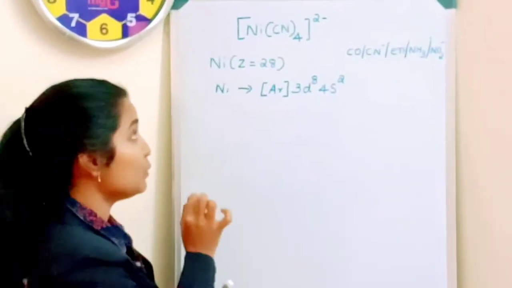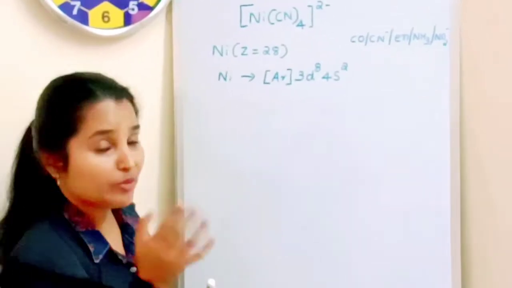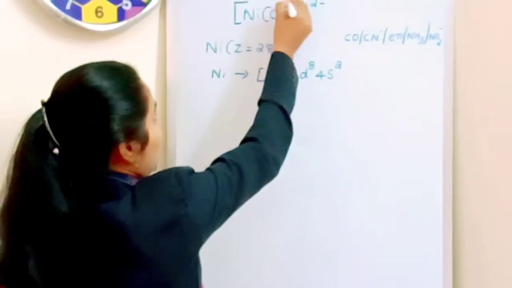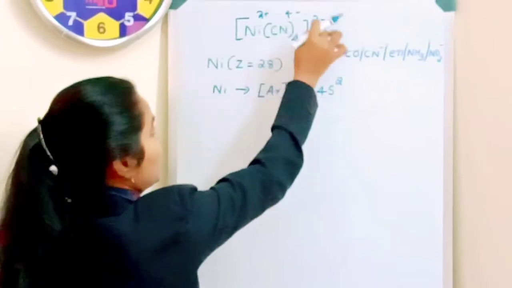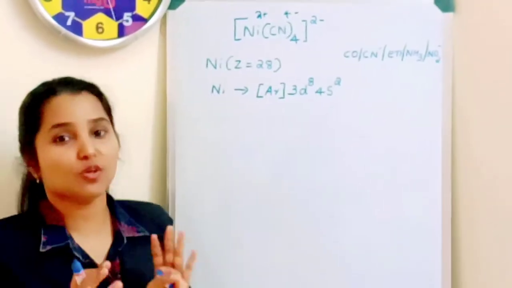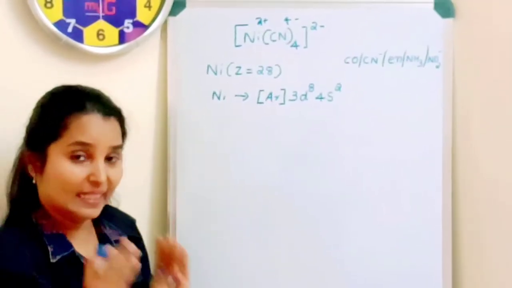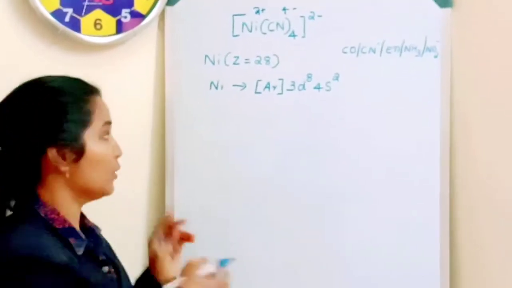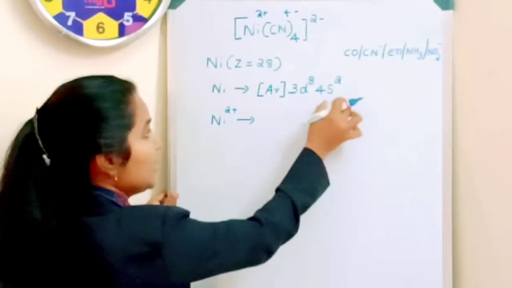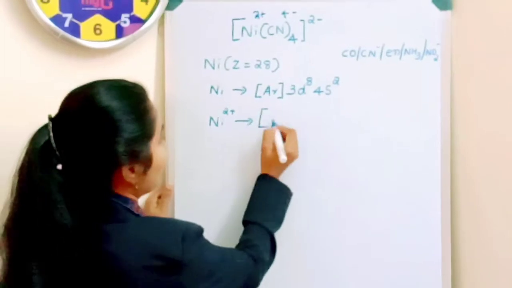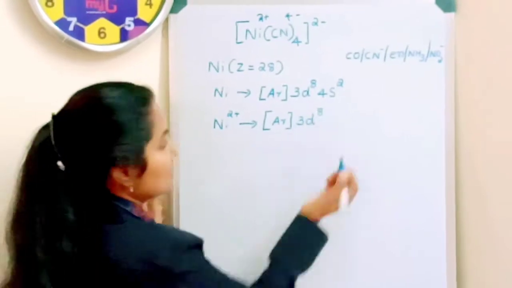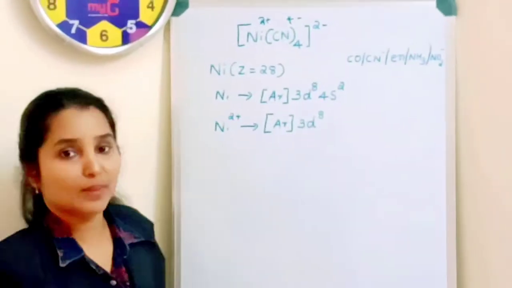The next step is to find out the oxidation state of the central metal ion, which you have already learned. Here each CN is having a 1- charge, so four of them give a 4- charge. The coordination entity is carrying a 2- charge, so the metal will be 2+. So this Ni is in the +2 oxidation state. We have to write the electronic configuration of the Ni2+ ion also. Two electrons are lost from it, so it will have the electronic configuration argon 3d8.